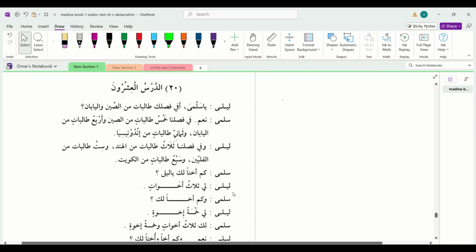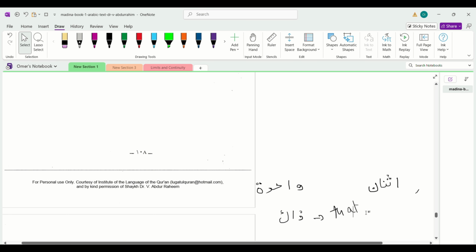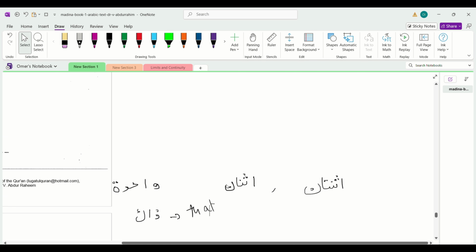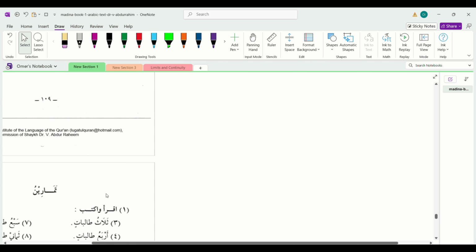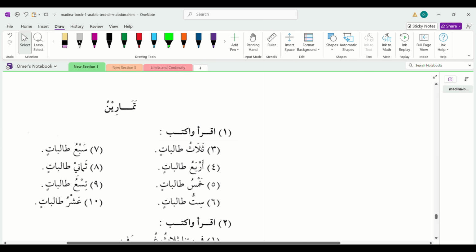Now that's it for the 20th lesson. You should know that if it's a feminine word, we use the feminine number, and if it's masculine, we use the masculine. We've just learned the words wahida and ithnatan. Ithnatan is feminine and wahida is feminine too.